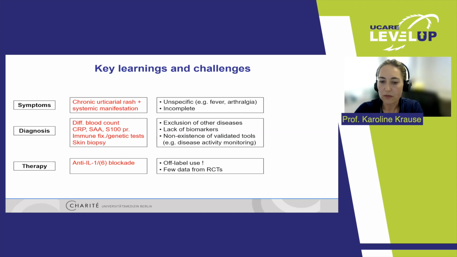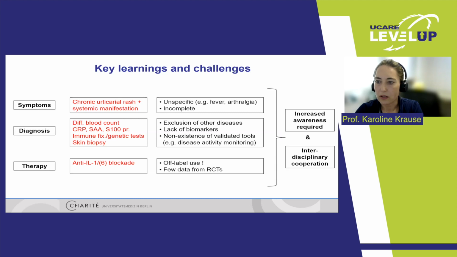as showed, for example, for Schnitzler syndrome, but also for other rare diseases, also urticarial vasculitis, this applies for, it is always off-label use. And we only have few data from randomized controlled trials. Therefore, it's most important to increase awareness and also to work together in an interdisciplinary approach with other disciplines.